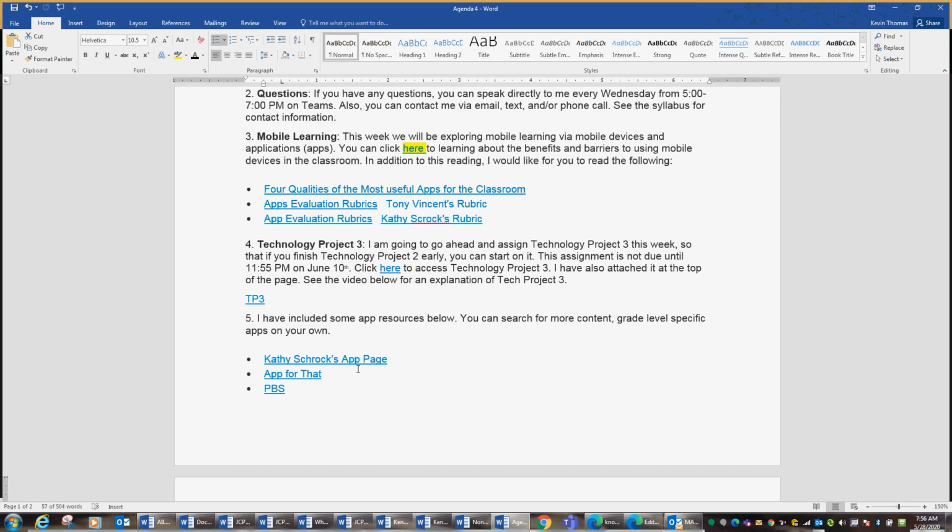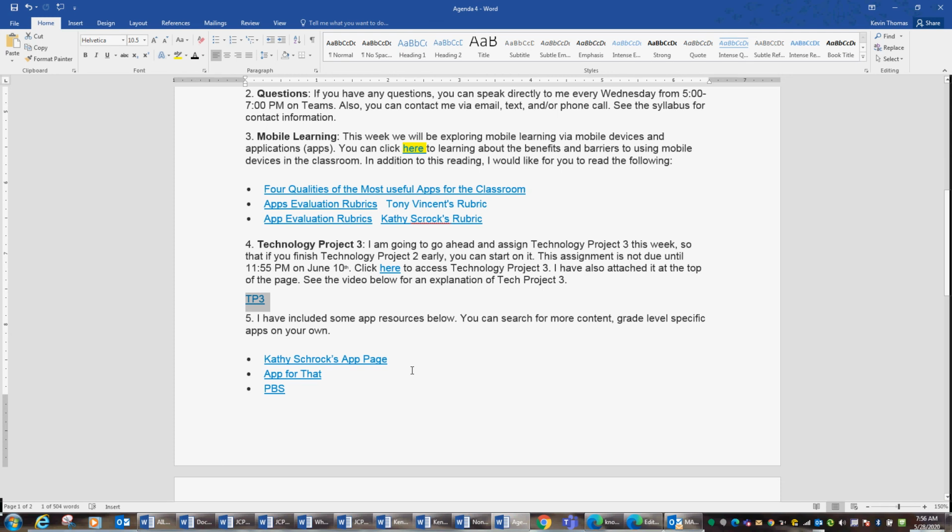So next week I'll share several of my favorite apps with you and have you do some activities with them while you're working on this project. So you've got 2 weeks, but I thought I'd go ahead and introduce this and allow you to do the reading and start looking for the apps. I'm not going to talk about Technology Project 3 here because I did that in a different video, but that's number 4. That's the video right here, the link to it.